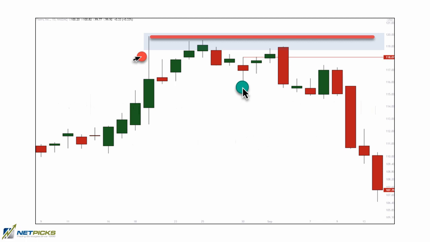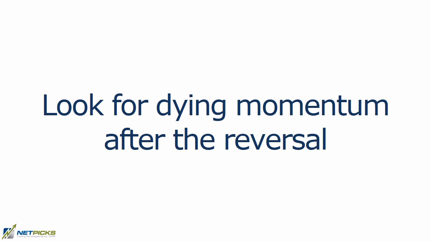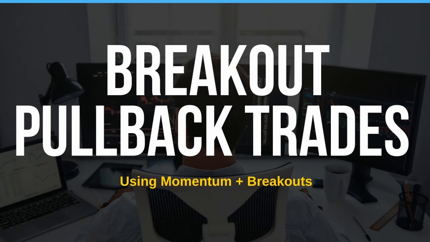The key to look for is the dying of momentum after that reversal, because we expect buyers to enter, right, to help propel price if there is any hope for a break of the highs and a continuing of the trend. Now, this is not meant to be a full course on trading pullbacks, right? There's a video called Profit from Trading Pullbacks that you can look at.